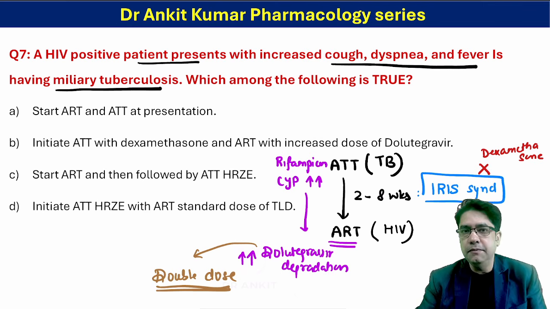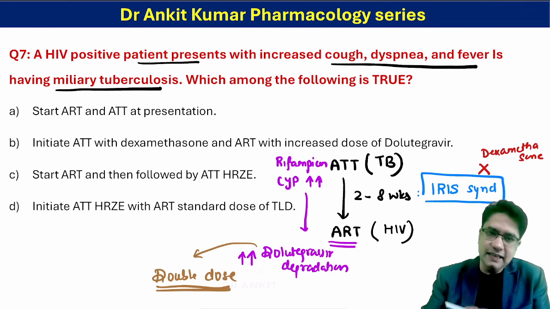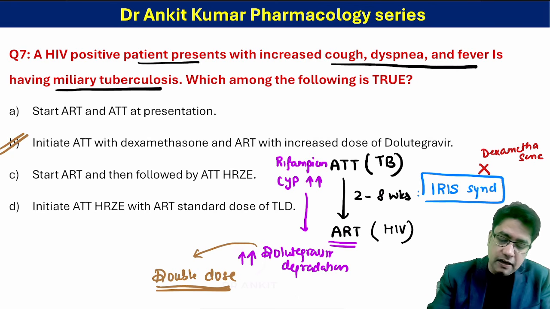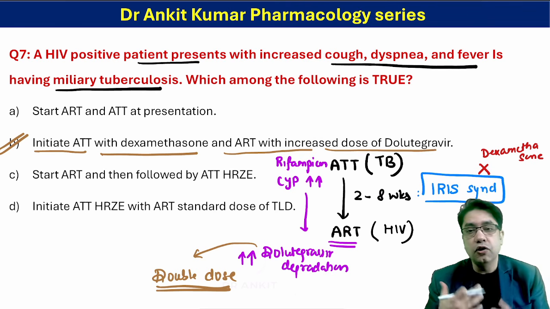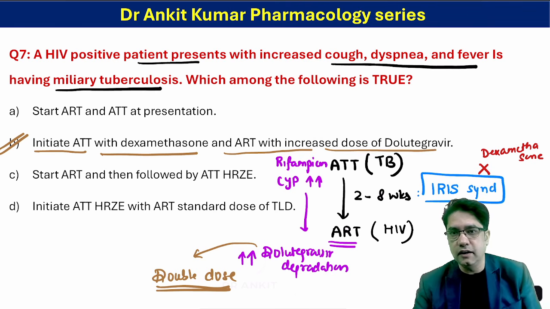So now can you tell me the correct answer of this question? Yes, the correct answer is B. Initiate ATT with dexamethasone and then give ART with double the dose or increase the dose of dolutegravir.